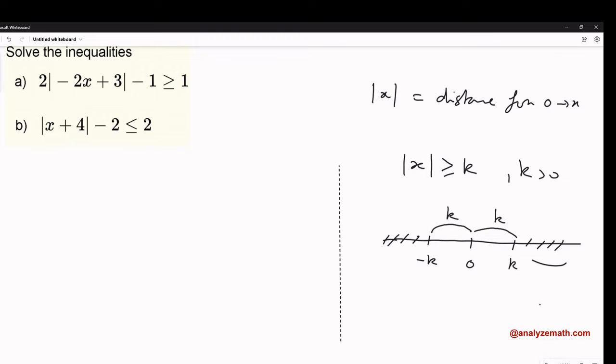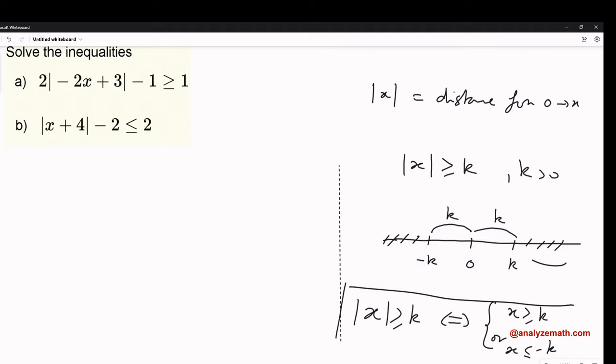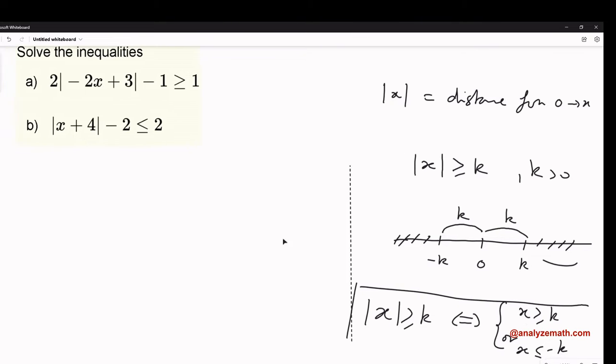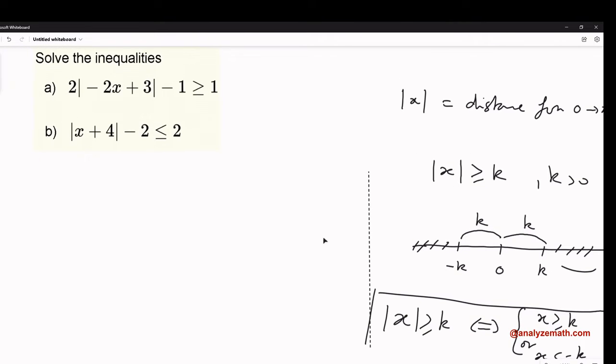Hence, we can now write that solving this inequality is the same thing as solving the inequalities x greater than or equal to k or x less than or equal to negative k. So this is the most important part here. Now let's go to our inequality.